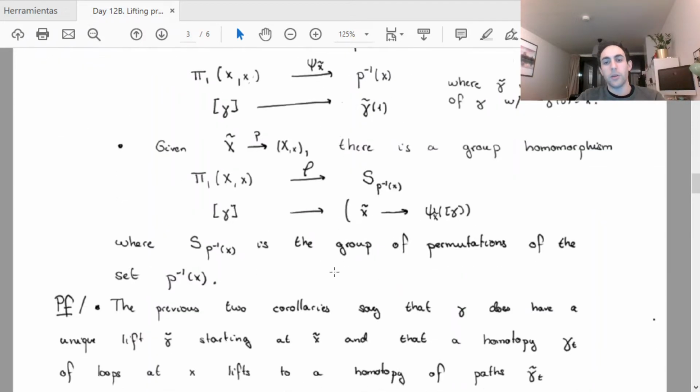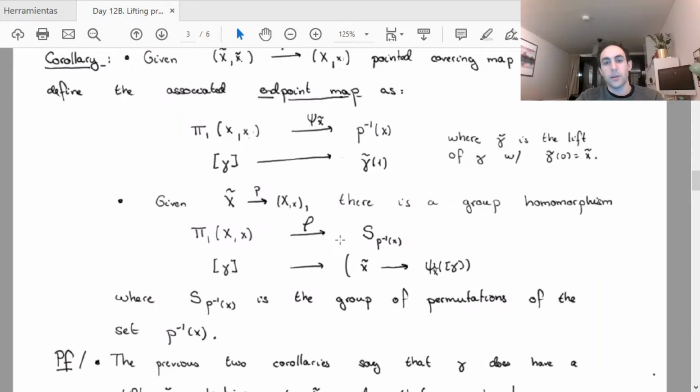Now for the second claim, what you should observe is, what is essentially this? For each x tilde, I'm basically taking the endpoint map and applying it to gamma. This is a definition, and it is perfectly legit, because the endpoint map does not depend on gamma but on its homotopy class. It's also true that this element only depends on the homotopy class of gamma, so this is perfectly nice. So the only question about this claim is whether this is a group homomorphism.